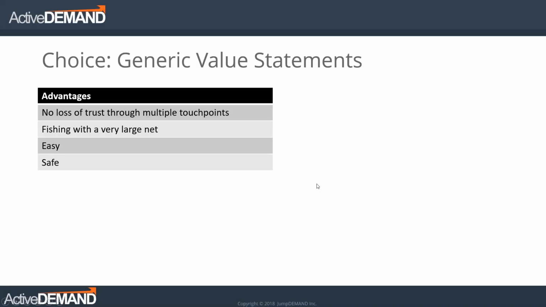Now, the advantages of this approach are clearly there's consistency throughout the entire journey, whether it's the first time they've been to your website, first time they read one of your social posts, or first time they see one of your ads, through to where they're getting closer to making a buying decision. The messaging is going to be the same no matter who the person consuming it is. And you're fishing with a very large net, because you've abstracted the person. If there's a person with that problem, you're addressing them. And it's easy, it's safe.